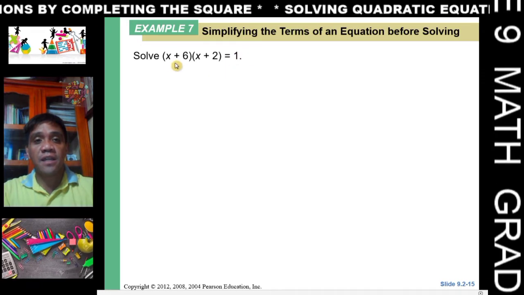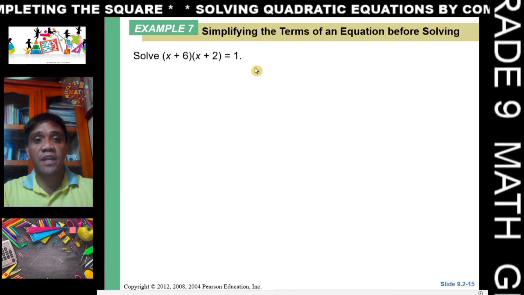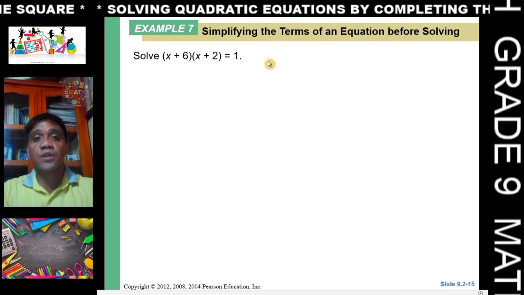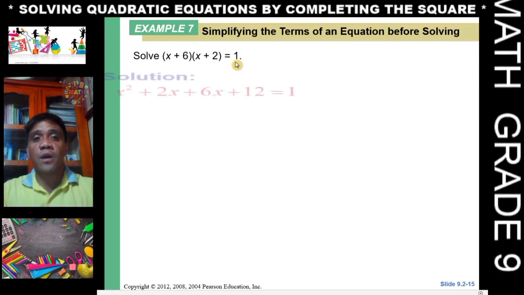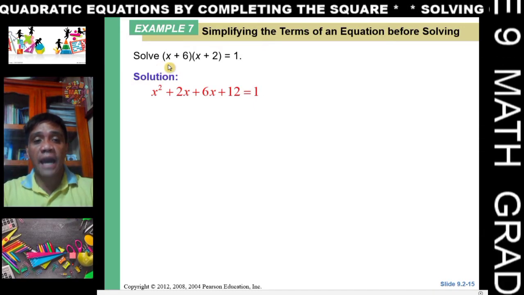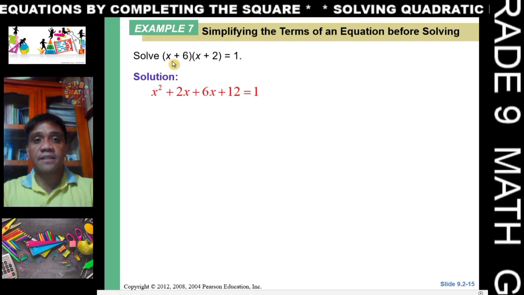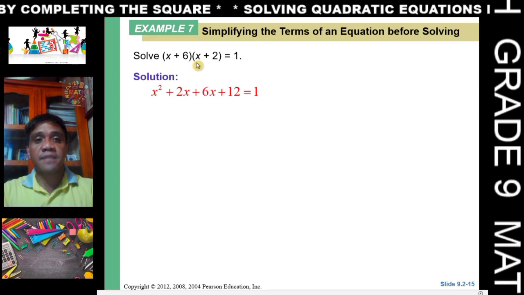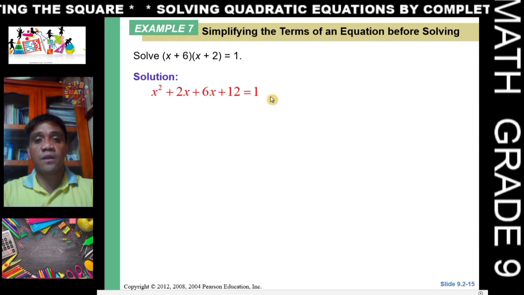Take note that the left side of the equation is in factored form, while the other side of the equation is equal to 1. So therefore, we cannot automatically solve for the solution of x because of the 1. So we first simplify the left side of the equation by using the FOIL method, and that is x times x is x squared, x times 2 is 2x, 6 times x is 6x, 6 times 2 is 12, and copy the equals 1.